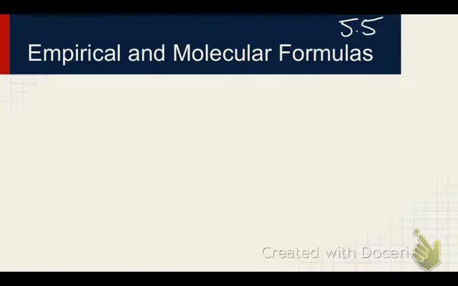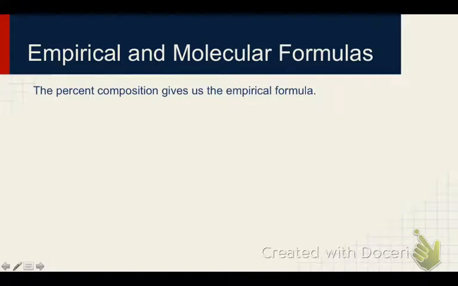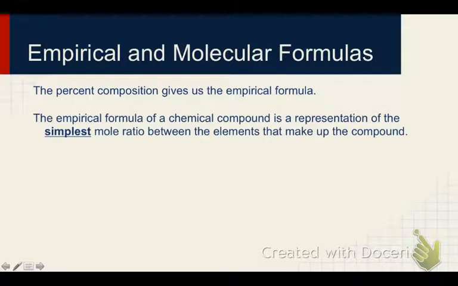So here we go. First of all, we have been talking about empirical formulas, and we've been doing that through the percent composition if we don't have mass data. Just as a reminder, the empirical formula of a chemical compound is a representation of the simplest mole ratio between the elements that make it up. So when I see something like water, H2O, that means I have 2 moles of hydrogen for every 1 mole of oxygen, and you can't simplify that any further. A 2-to-1 ratio is not simplifiable. So that is an empirical formula.